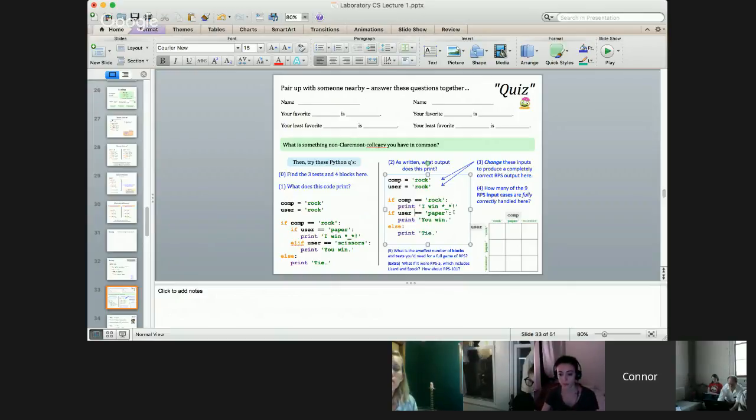Sweet. So how would you change these two to make this print out the correct answer? Right now, this doesn't give anything. What would you change in this program to give a correct answer? You would change it to rock and paper instead of rock and rock.